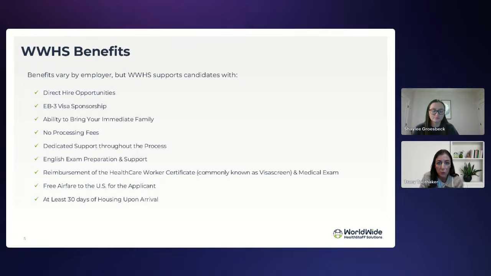But some of the benefits that Worldwide will provide to you as part of our partnership is the EB3 visa sponsorship. And so that is a green card sponsorship that you will immigrate to the United States on. Again, it's direct hire opportunities. You will be able to bring your immediate family, and we can talk through that process with you once you accept an offer. There are no processing fees, and you'll have a dedicated case manager and support team through the entire process after you accept an offer through the various immigration stages.